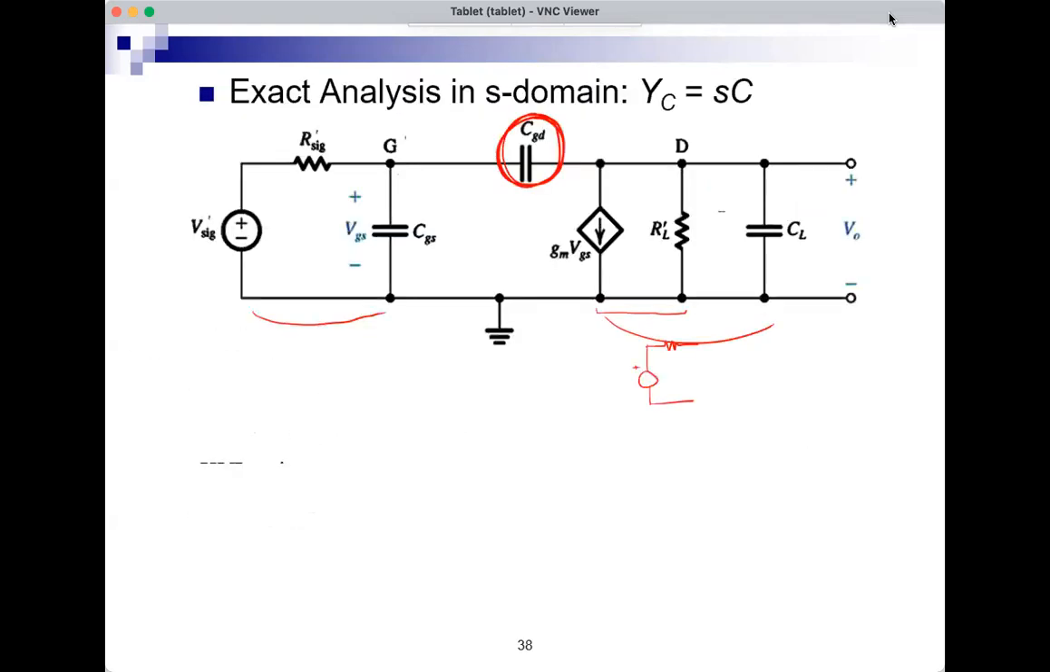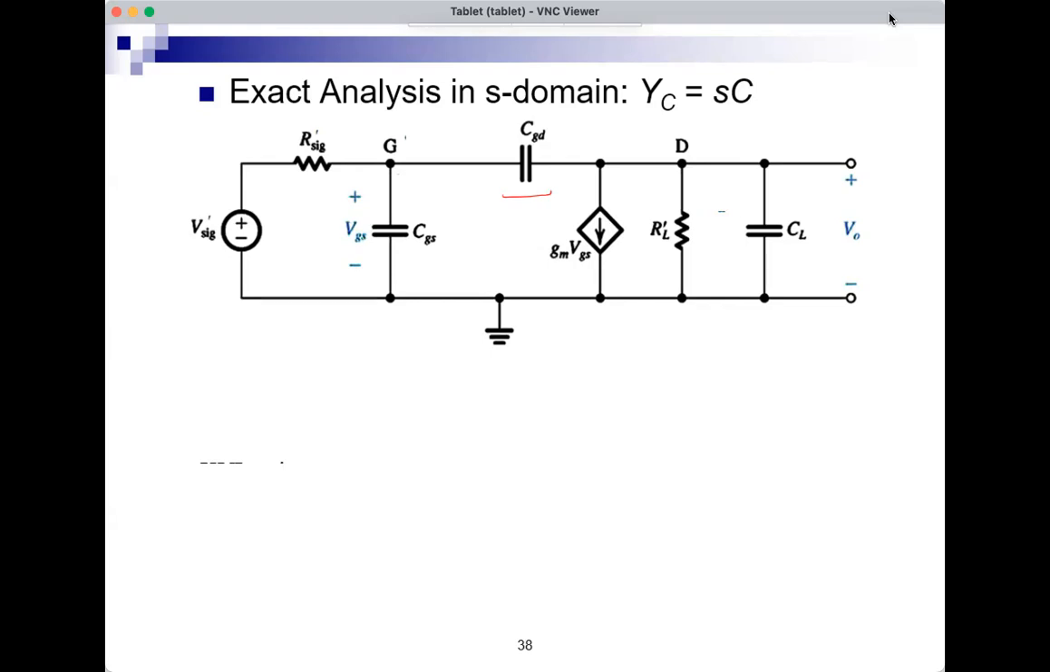Okay, let me erase these. And I want to see now if I can apply Miller's theorem here. I want to apply Miller's theorem and get rid of CGD as a capacitor that bridges the input to the output, and transform it into two capacitors, one between the input and ground and one between the output and ground.